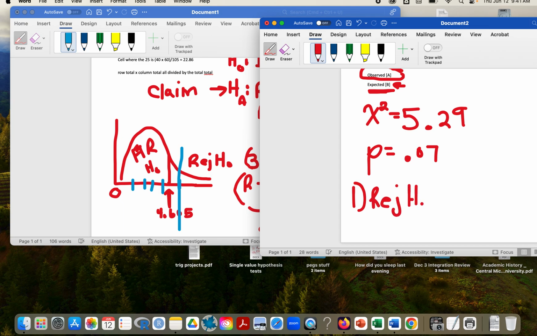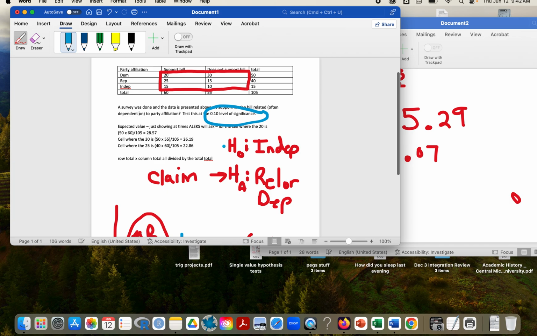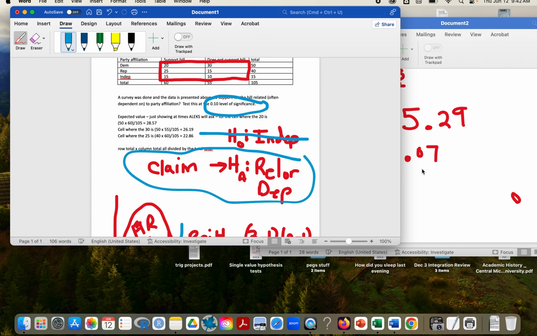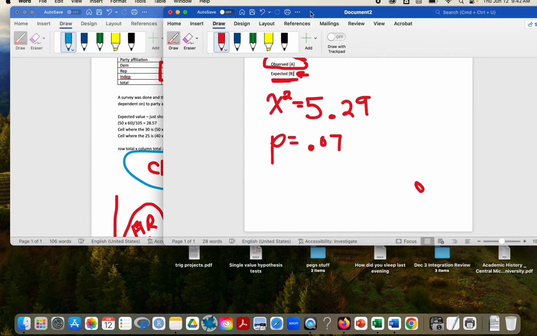So our three components are, we're going to reject the null. And then the second thing we state is our level of significance. So our alpha is 0.10. Now let's travel back here and remember that we are rejecting the null, and it just so happens that the claim is on the alternative.